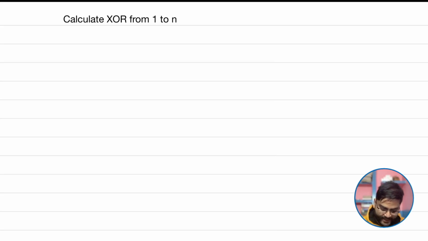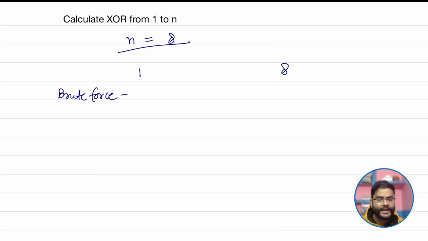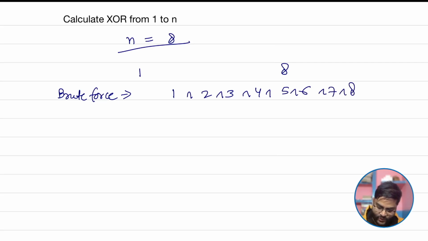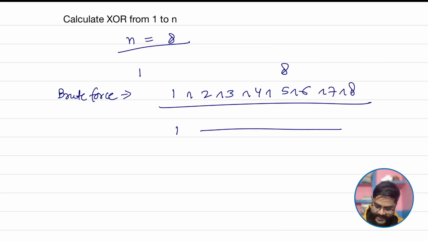Let's say we are given a number n, let's say 8, and I need to find the XOR from 1 till 8. So what can be my brute force approach? I can take a loop and do XOR of the numbers, correct? So I can take 1 XOR 2 XOR 3 XOR 4 XOR 5 XOR 6 XOR 7 XOR 8. From 1 till my n, I can keep doing the XOR.